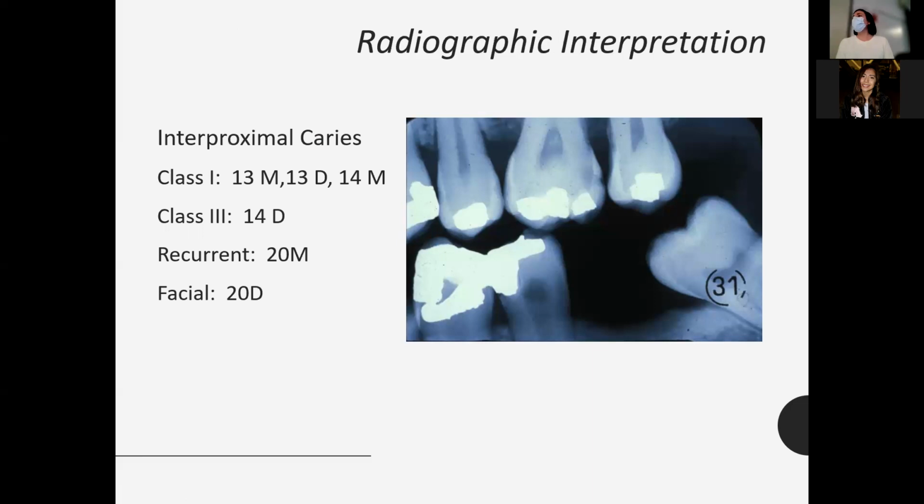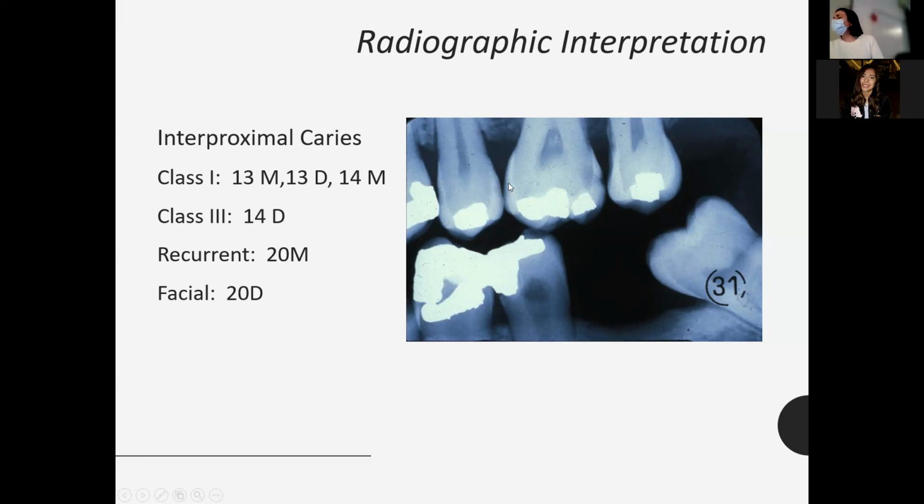Okay, so here we have some more. On 13, on the mesial, there's a class 1, so it's just barely, this is incipient, probably would be able to remineralize that. On the distal, we have a class 1, but I almost would argue that looks closer to a class 2, frankly. Yeah, good. Well, I'm glad we're in agreement there, because I'm like, I don't know about that.